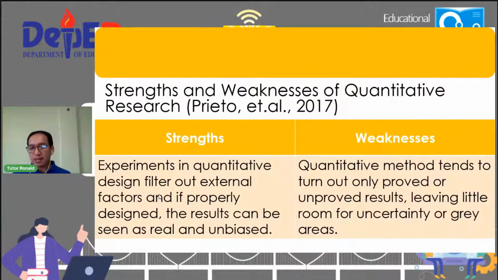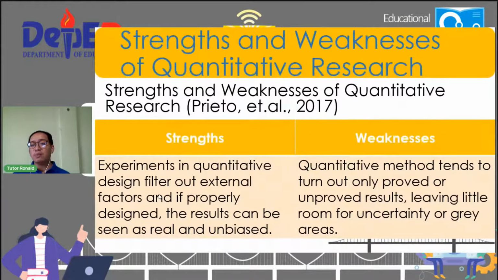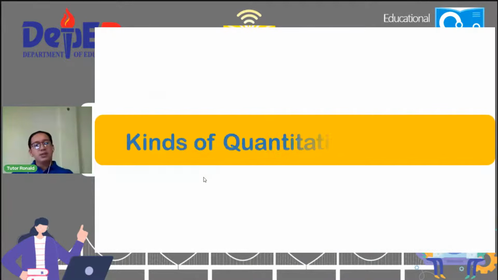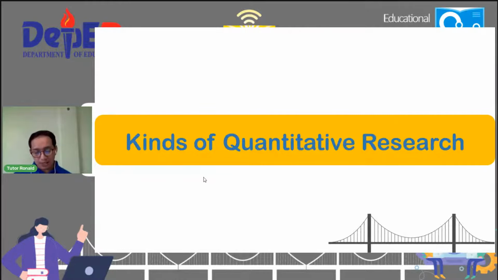Weaknesses po, isa po sa weakness ay quantitative method tends to turn out only proved or unproved results, leaving little room for uncertainty or gray areas. Dahil nga po ito ay straight to the point or kailangan lang po i-prove or disprove ang isang hypothesis or ang isang claim. So, medyo hindi po nabibigyan ng pansin yung maliliit na bagay na maaaring makapekto. Ngunit, hindi naman po makakapekto sa kabuuan ng isang research finding. So, yun lamang po ang ilan sa mga weaknesses and strengths, or strengths and weaknesses of quantitative research. Sige, continue na po tayo at tayo po ay nag-overtime na dahil sa internet connection.